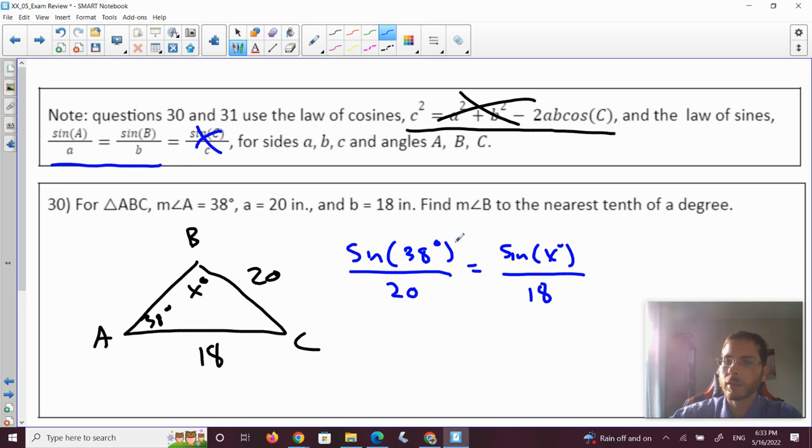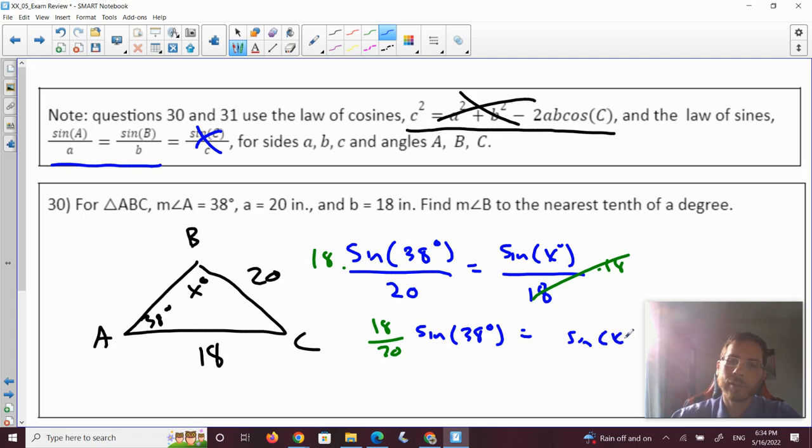I'm trying to get the X by itself, so I'm going to need to multiply both sides by 18. I could cross multiply too if I want, but this is going to be a little bit faster. So I've got 18 over 20. Again, I could reduce that, but I'm going to hold off on that. Sine of 38 degrees equals sine of X. And now to get the X by itself, I have to do the opposite of sine. So I have to do inverse sine. So I'm going to do the sine minus 1 of this whole thing.